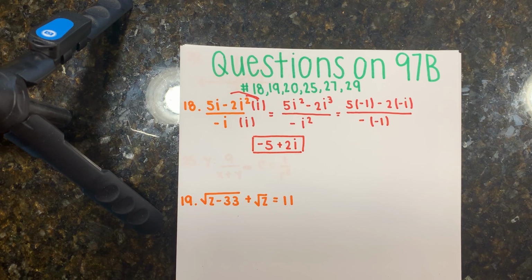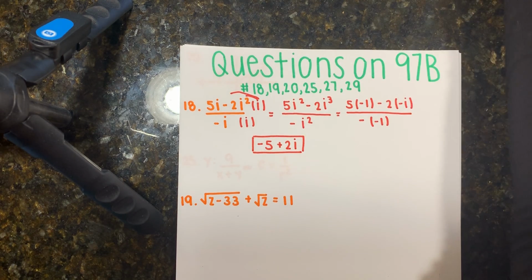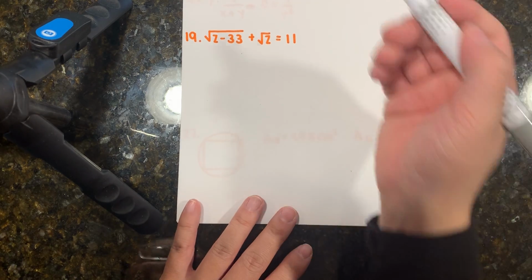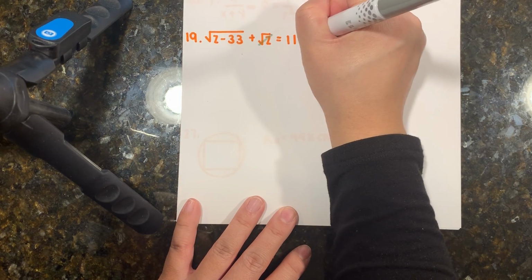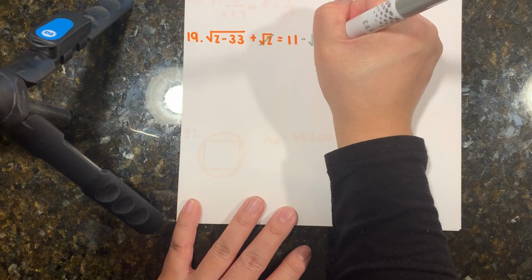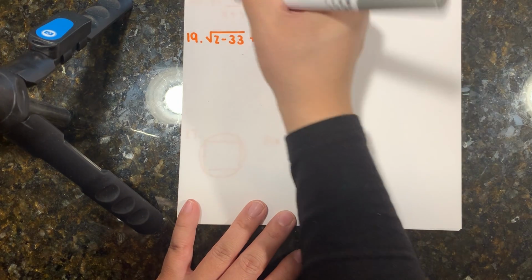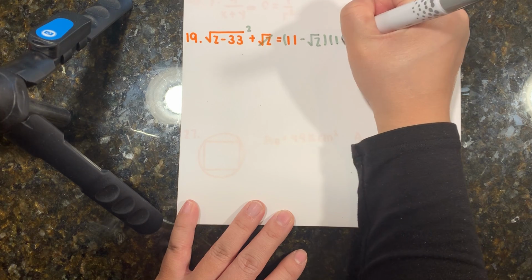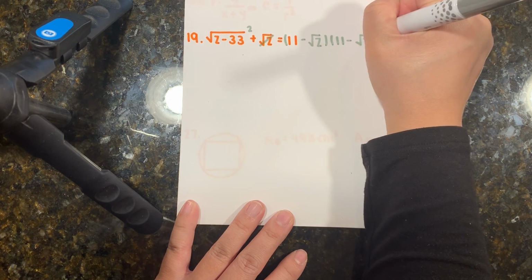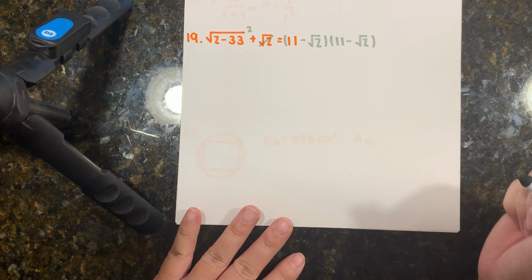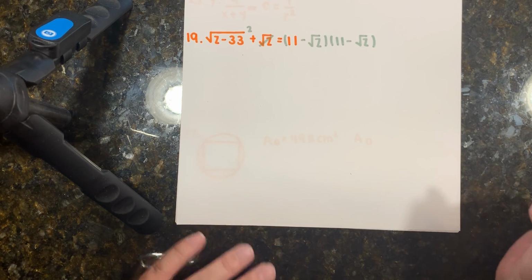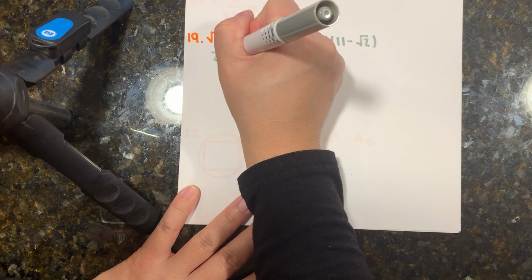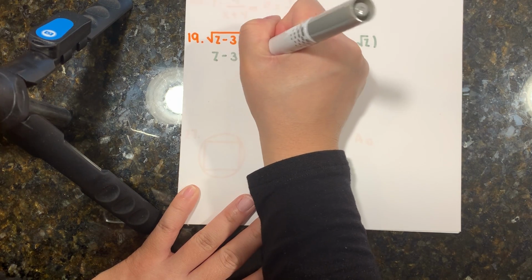Moving on, we're going to look at number 19. The first thing that we're going to do is move the square root of z to the other side by subtracting it. Now, in order to get rid of the square root, I'm going to square both sides, which means on the right-hand side, I need to multiply it by 11 minus root z. When you square the square root, it gets rid of that square root, so we would just be left with z minus 33 on the left-hand side.